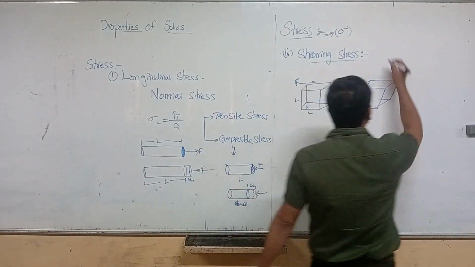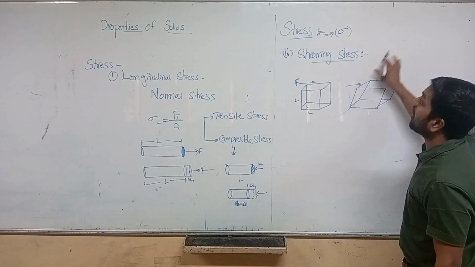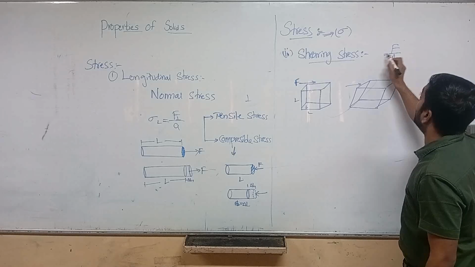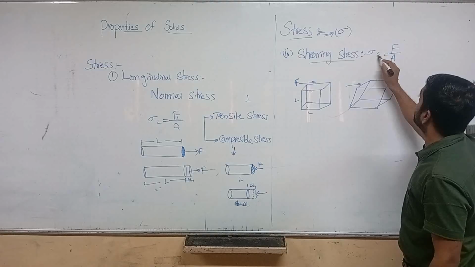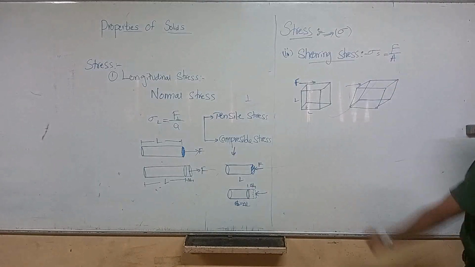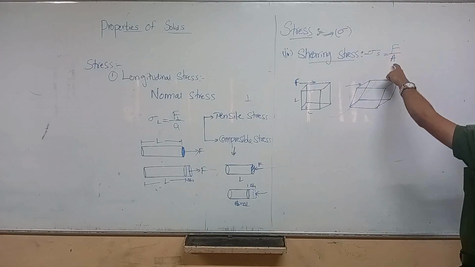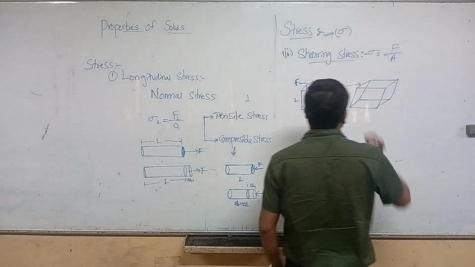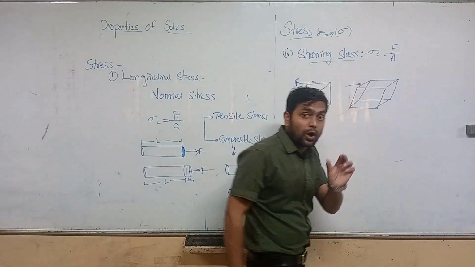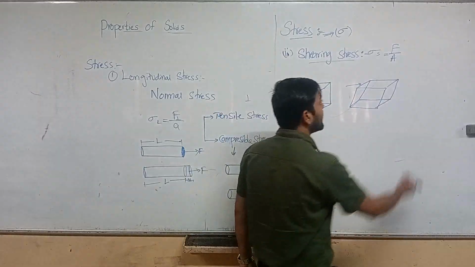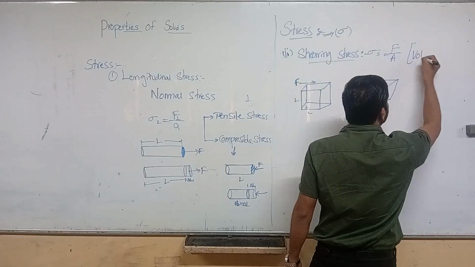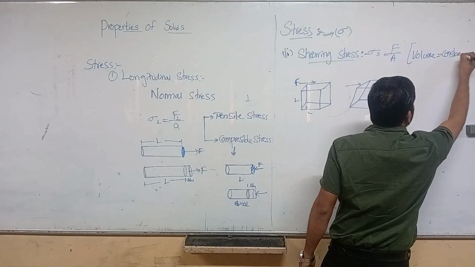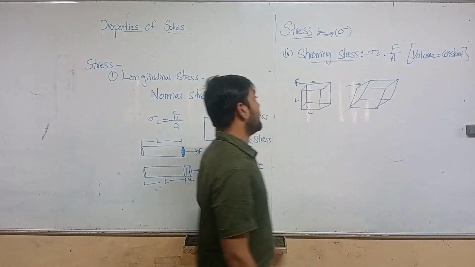So here the formula of this shearing stress is also the force per unit area. Shearing stress sigma S is equal to F by A, where A is area. Here in shearing stress, the volume is not going to be changed. The volume is constant. Volume is not changing here.